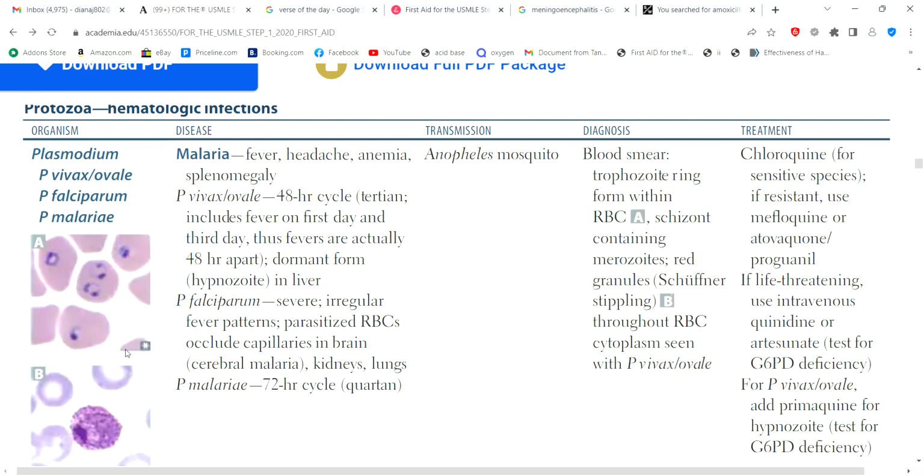Okay. So P. vivax and ovale, basically, you get fever on the first day, and then it skips 48 hours, which is 2 days, and then on the third day you get fever again. So the fevers are 48 hours apart. This is a symptom of P. vivax and ovale. The dormant form is hypnozoite, and that's in the liver.